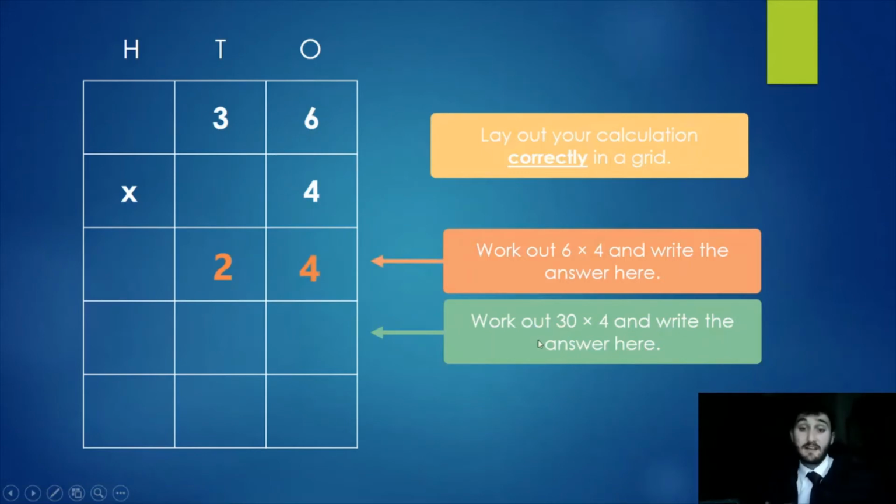So I know that 3 multiplied by 4 is 12. I need to multiply that by 10. So 12 multiplied by 10 is 120. And you see as well, I've put my 0, so my 120, 1 in the hundreds, 2 tens in the tens, and then the 0 in the ones.